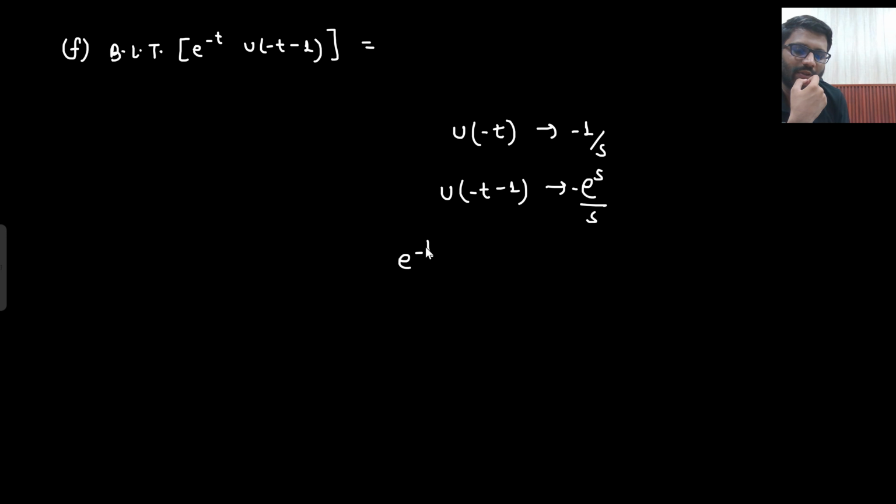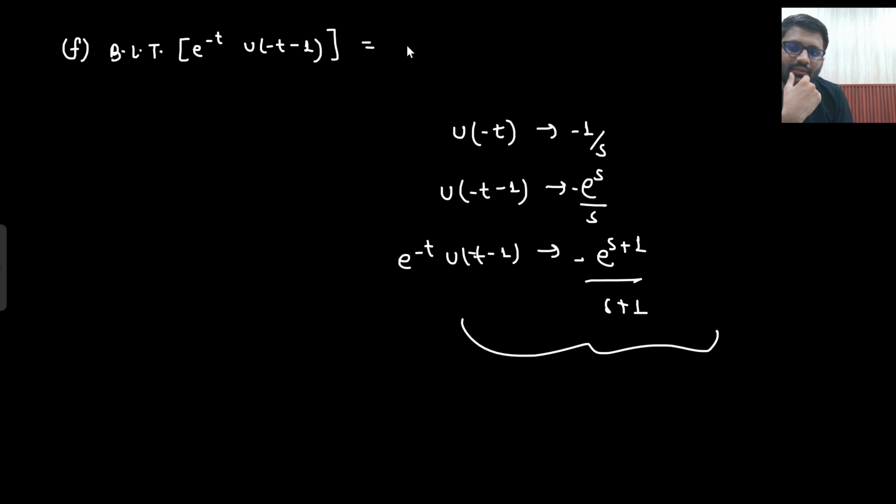Now if I multiply by e to the power minus t, then what will happen? In any way I could have written it down, it is just a different method I am trying. So e to the power minus t means s will be replaced with s plus 1. There you go, this is the answer. This would be minus e to the power s plus 1 divided by s plus 1. Otherwise you could have gone with this method as well. t is replaced with t plus 1, giving t plus 1 minus 1, and here u of t is replaced with t plus 1.